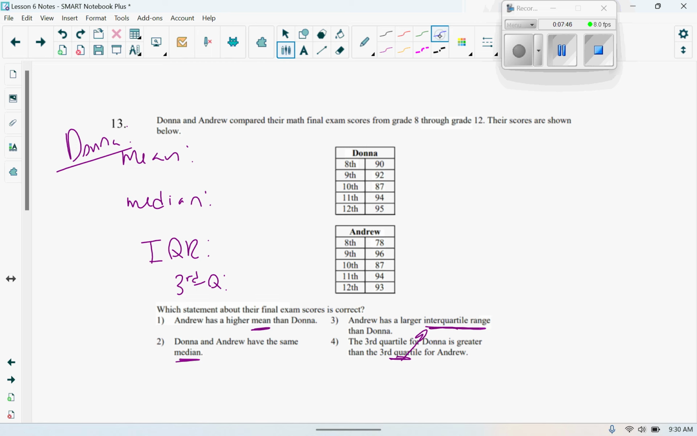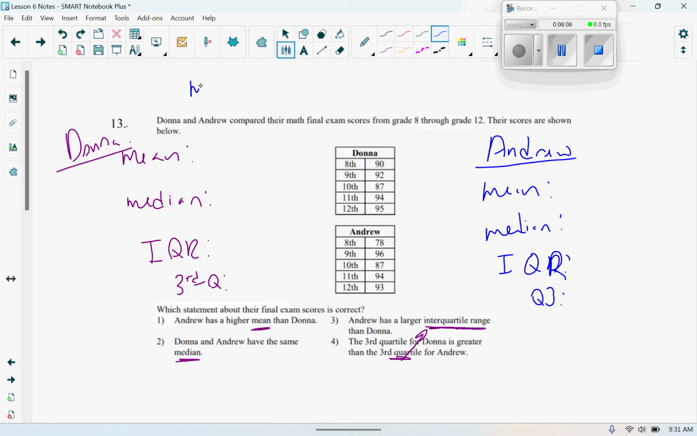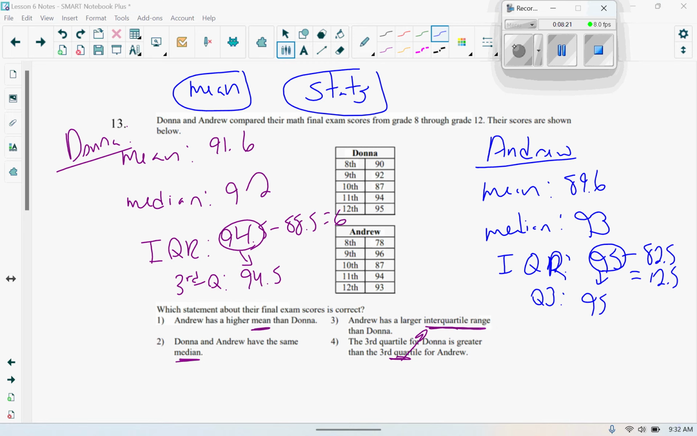Okay, so I'm going to do the same thing for Andrew over here. A lot of this stuff we can do in Desmos. You can do the mean in Desmos, and then everything else you can get by clicking on the stats button in Desmos, and it'll tell you. So I'm going to list out all the values for each of them, and then I'm just going to compare these to answer the question.